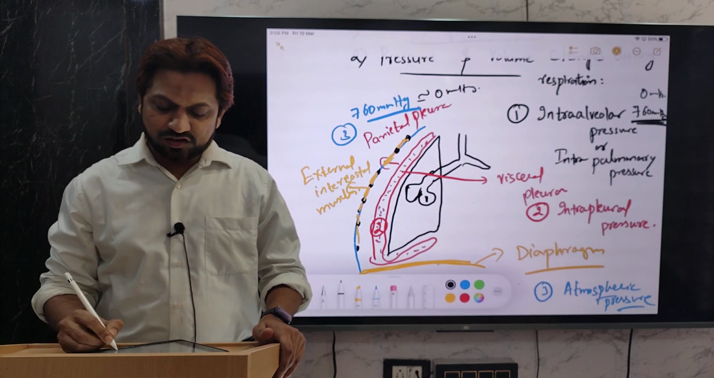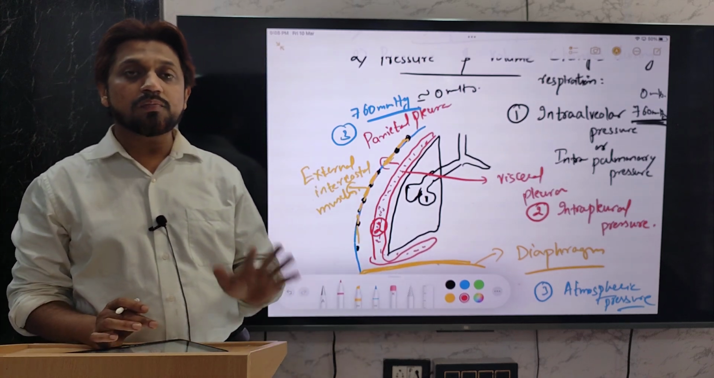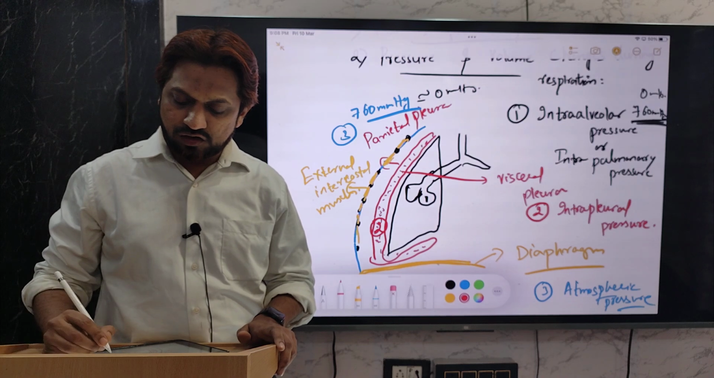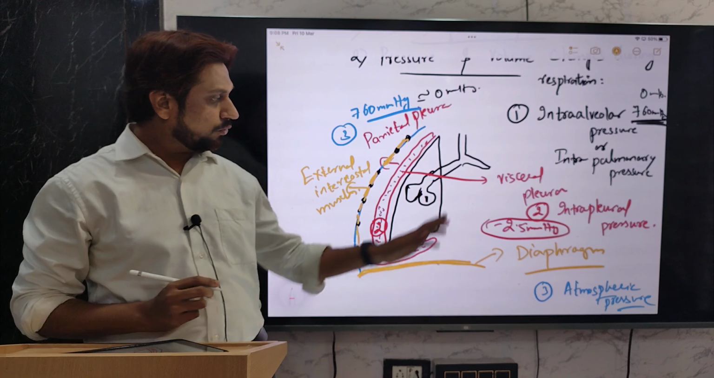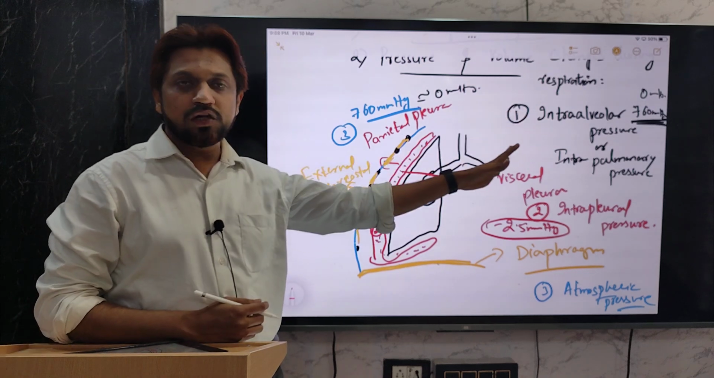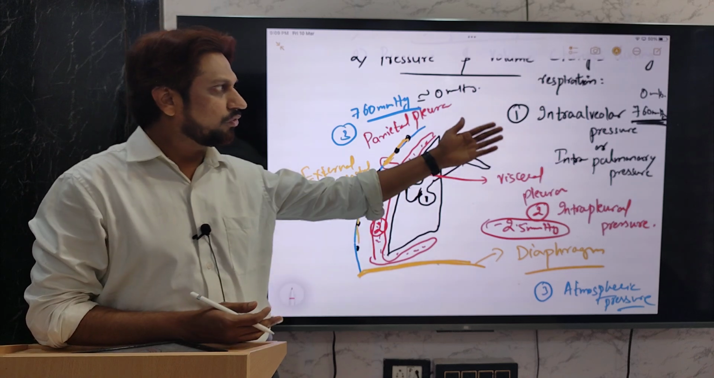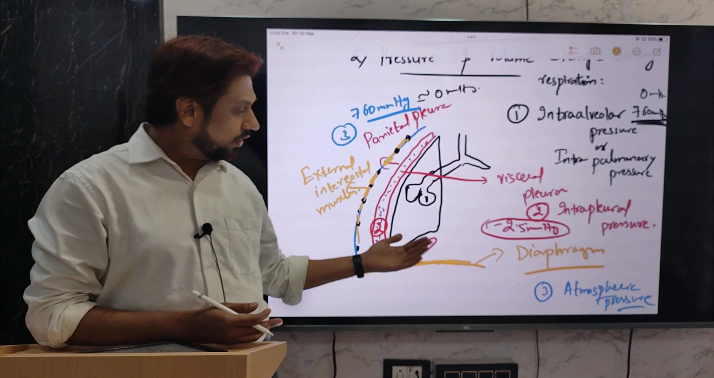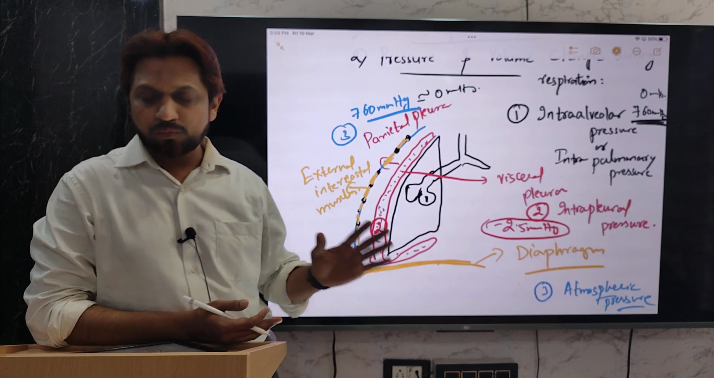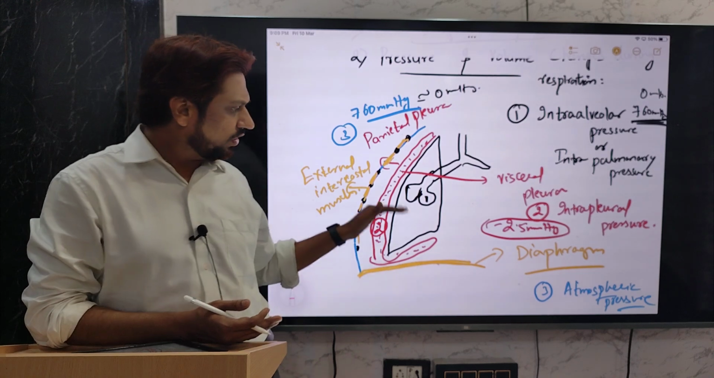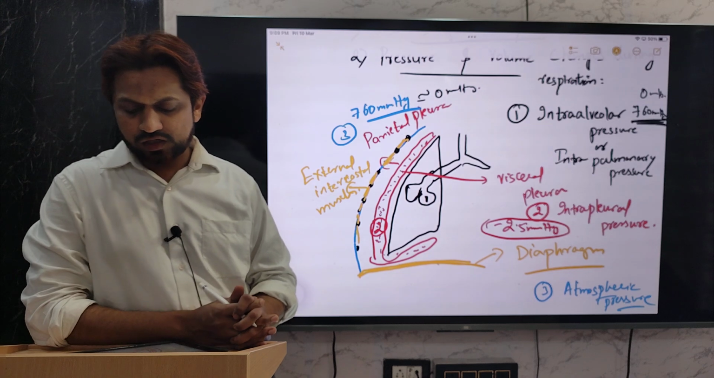Now this intrapleural pressure is normally negative, around minus 2.5 millimeter of mercury. If we take the atmospheric pressure as 0 millimeter, then it is less than that, minus 2.5 millimeter of mercury. If it is supposed to be 760, then it could be around 758 or 756, so minus 2.5 to 4 millimeter of mercury. So generally the intrapleural pressure is negative. Why is it negative?